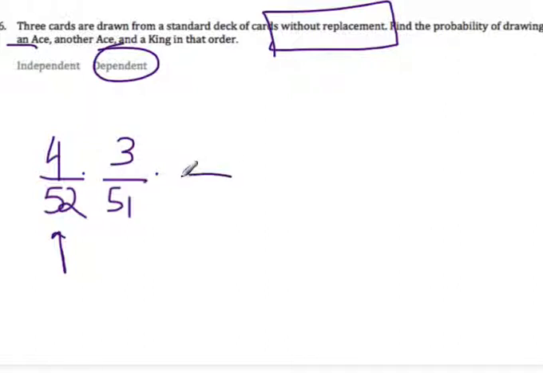Now we're going to take out another card, so we only have 50 remaining, and we want to assume that it's going to be a king. Well, if the first 2 we chose were aces, we know we still have all 4 of our kings. So that's going to be 4 out of 50.